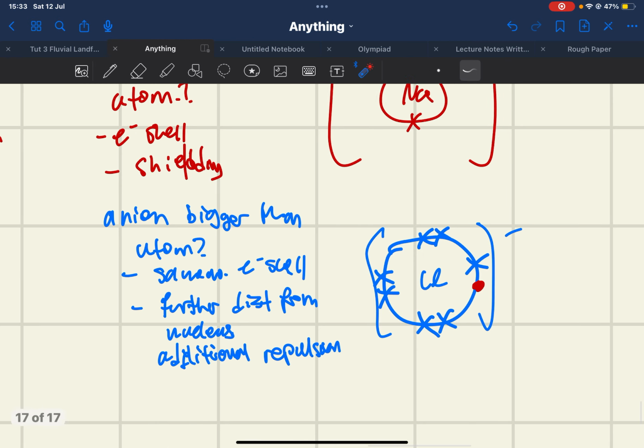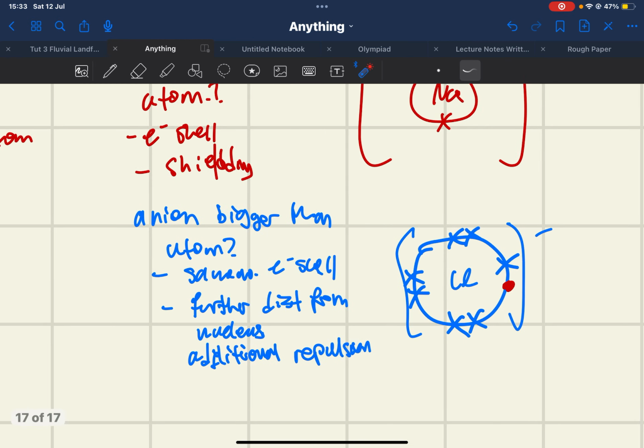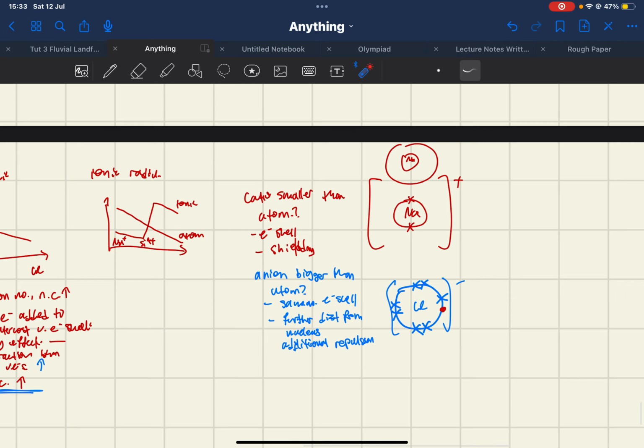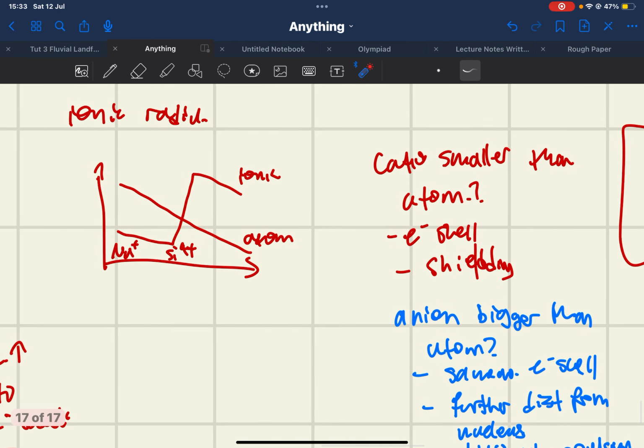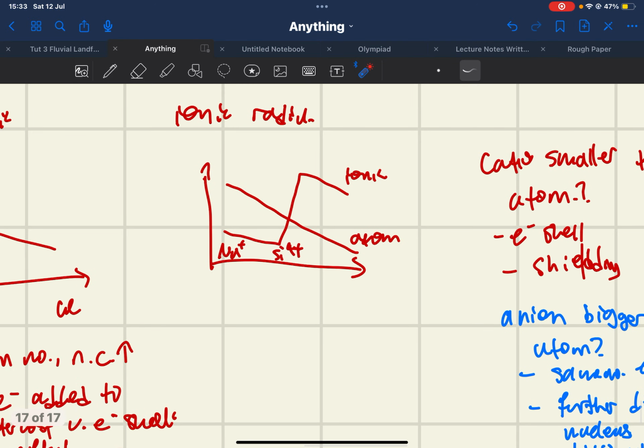Okay, so that's about it. But now we're going to explain the graph. Explain the trend now. Why is it that from sodium to silicon it actually decreases? And from phosphorus maybe to chlorine it actually increases?